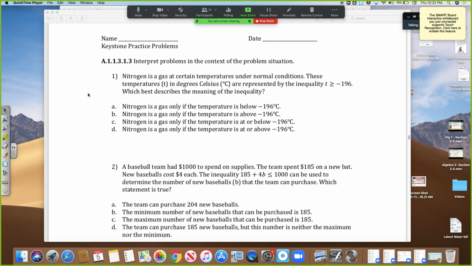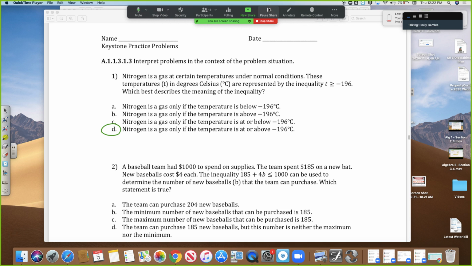Analyzing that inequality, we want to see if A, nitrogen is a gas only if the temperature is below negative 196. B, nitrogen is a gas only if it is above negative 196. C, it is a gas only if the temperature is at or below negative 196. Or D, it is a gas only if the temperature is at or above negative 196. Which one is the answer? A, B, C, or D? D. Yes. So at or above is what greater than or equal to means. So the first answer would be D.